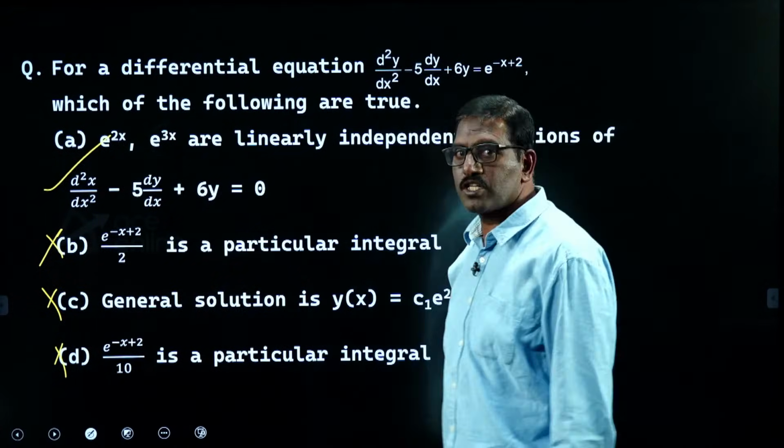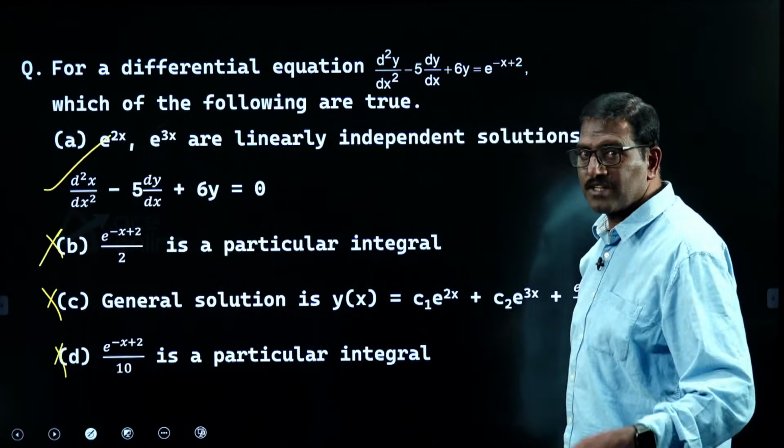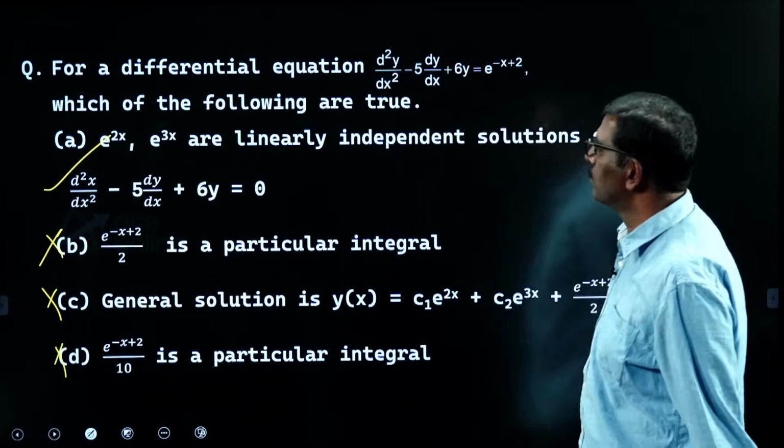These are some booster questions in today's session in differential equations, numerical maths and complex variables topic.